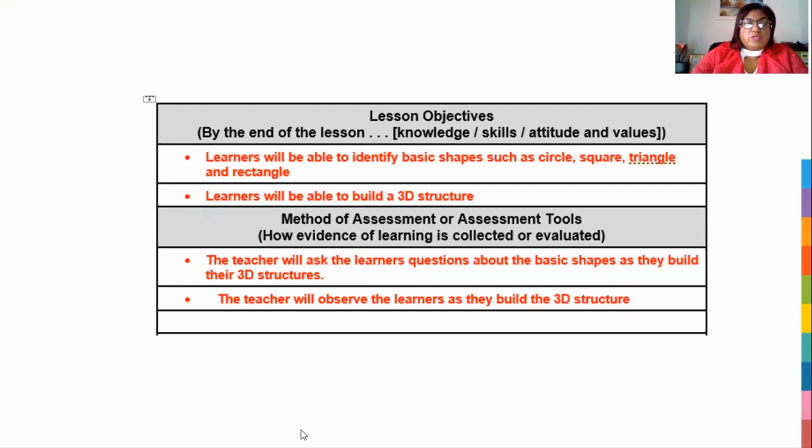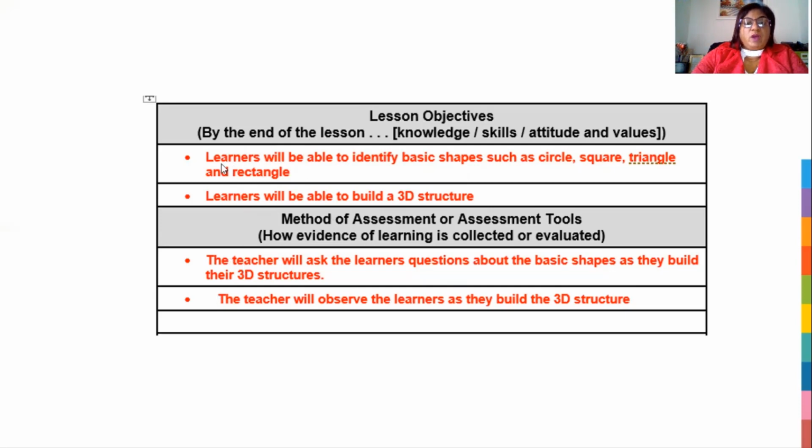Then we move on to the method of assessment. Now here, students, you need to understand the close link between your objectives and your method of assessment. Remember I said this is what you want your learners to know by the end of the lesson. So therefore, when you are doing the method of assessment, you need to assess what you want your learners to know. So basically you're assessing the outcomes, right? Or the objectives. So you look at the link that we've put in here.